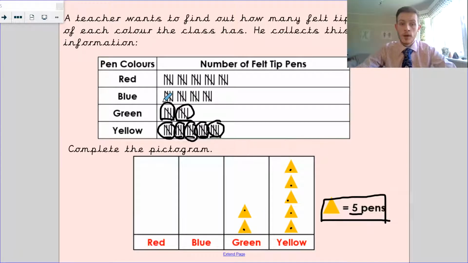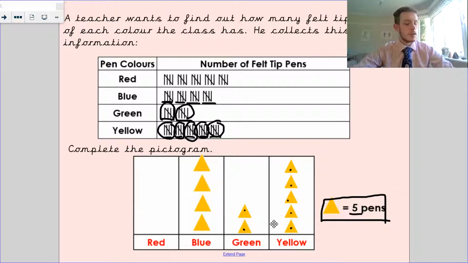Now let's work on blue. I've got 1, 2, 3, 4 full groups of 5. You can tell they're full sets. There isn't any left over like that. So I need 4 groups of 5. My triangle's worth 5, so I need 4 triangles. So I'm going to put it here. I'm going to put 1, 2, 3, 4. Now, have you spotted something that's wrong with my pictogram versus the other pictograms?